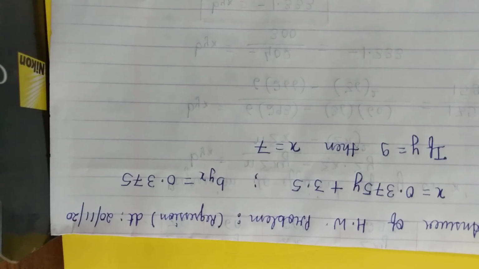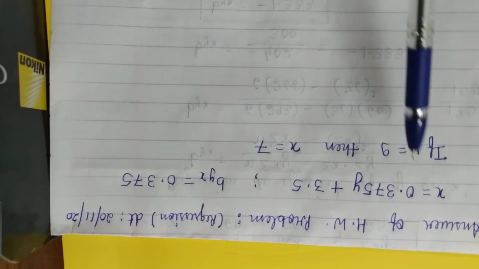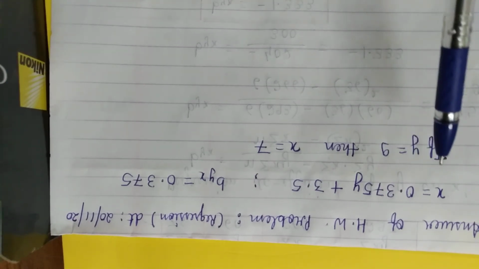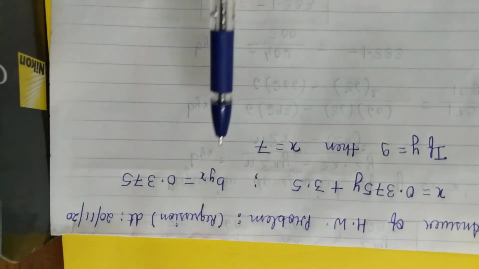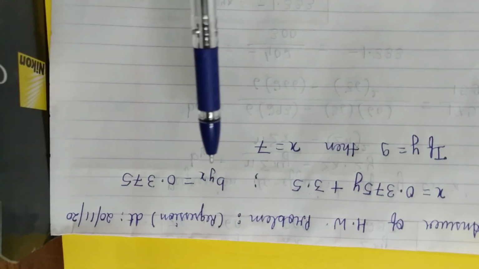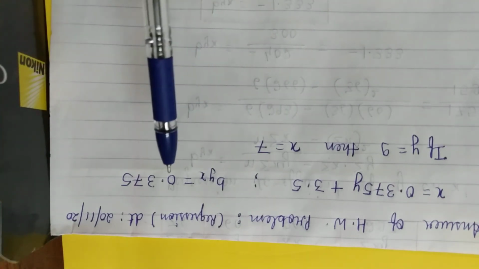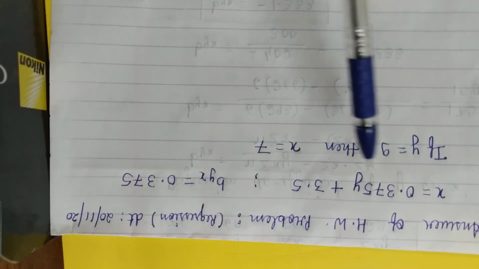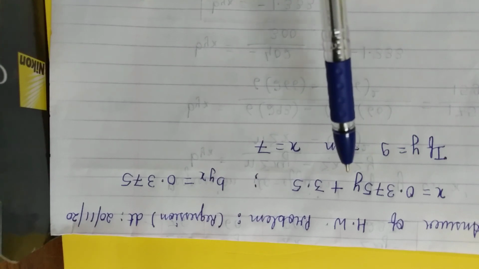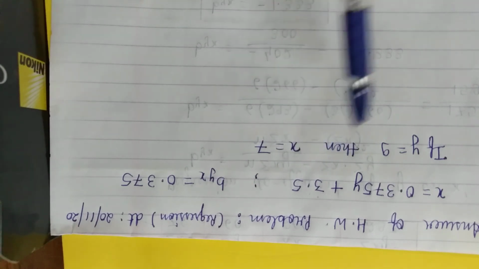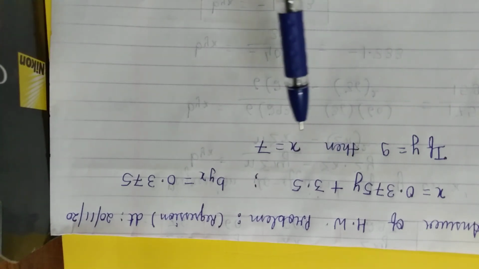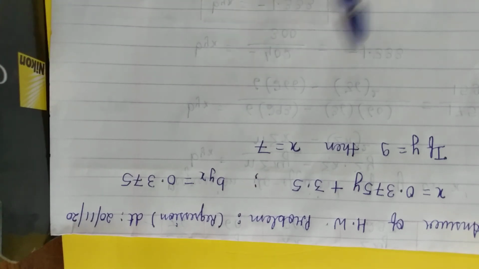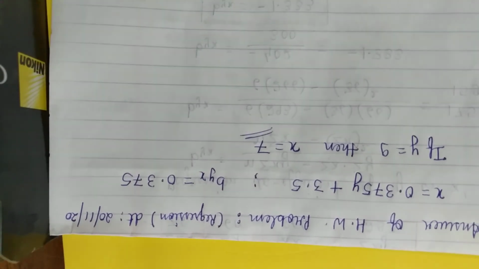So this is your answer to the homework problem, that is, today whatever I have given you. The answer is the regression coefficient, bxy is equal to 0.375, and then the equation is x equal to 0.375y plus 3.5, and if y equal to 9 then x is equal to 7. This is the answer that you will get in the end.